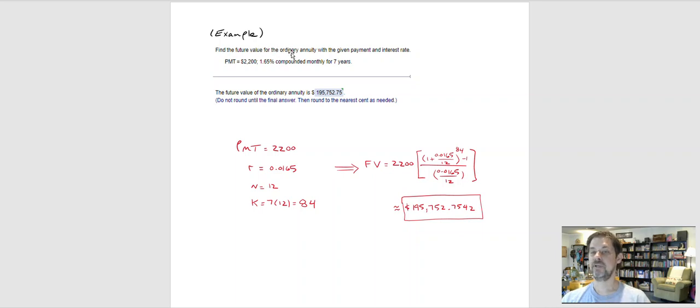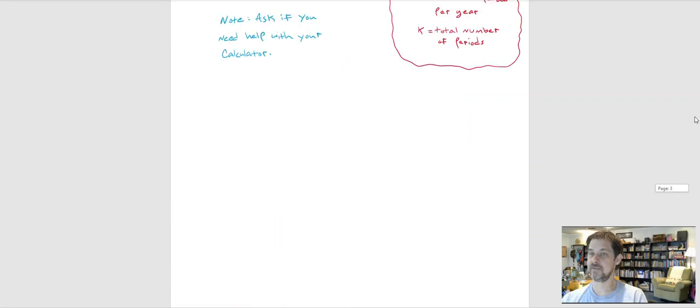Okay, we have an ordinary annuity. That's the kind of annuities we're talking about. So we're going to make equal regular payments of $2,200 at 1.65% compounded monthly for 7 years. Okay, so let's think about it. The payment is just given up front to be $2,200. The rate, okay, 1.65% as a decimal, 0.0165. If my payments are monthly, then there would be 12 periods per year, right? 12 payments per year.